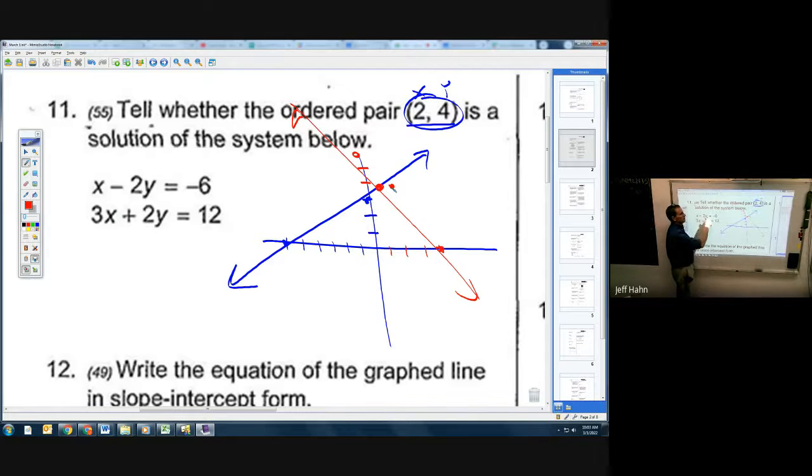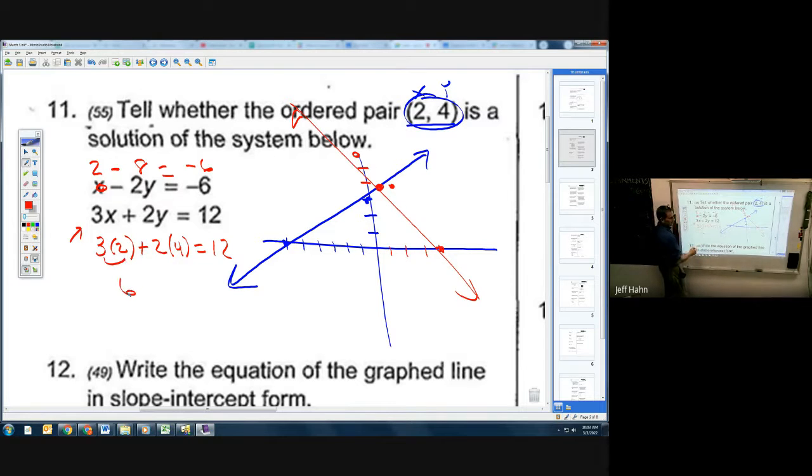If you're just going to put the 2s and the 4s in to see, let me put the 2s and the 4s in there for you. So if I put 2 in for x, this is 2 minus, what's 2 times y? 8. Is 2 minus 8 negative 6? Yes. So it works for that one, but it's got to work for both. So I have to put 2 in for x here, 3 times 2 plus 2 times 4. 3 times 2 is 6, right? 2 times 4 is 8. Does 6 plus 8 give me 12? No, so it doesn't work for this. That's why it is not an answer to that system of equations.